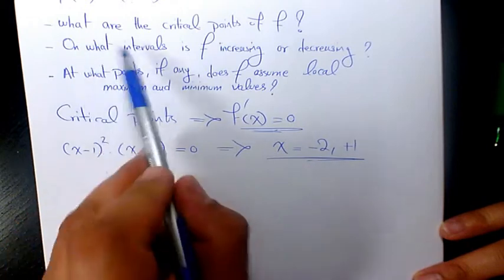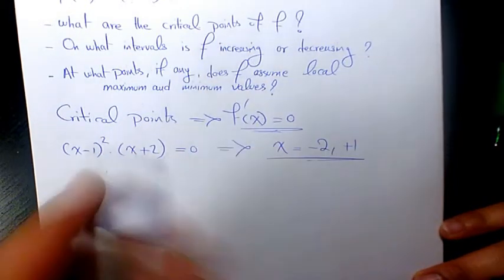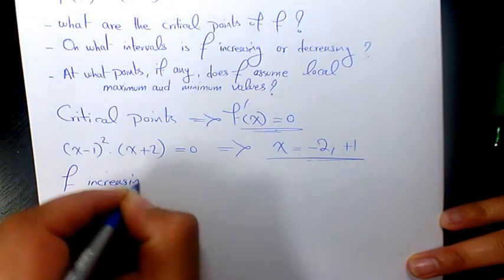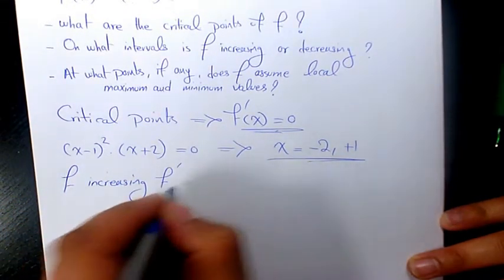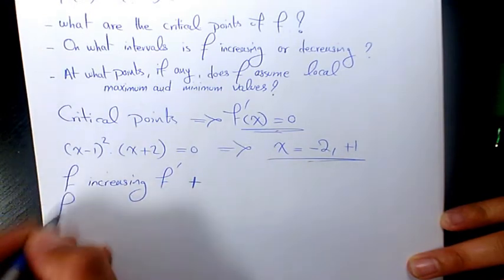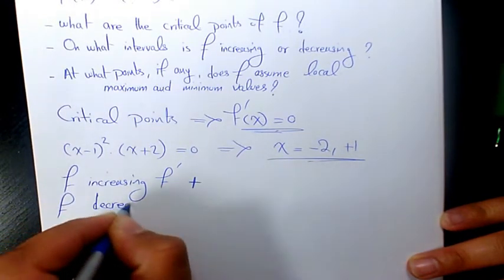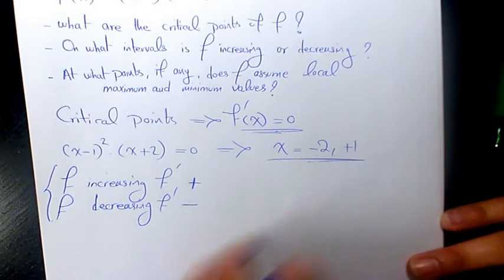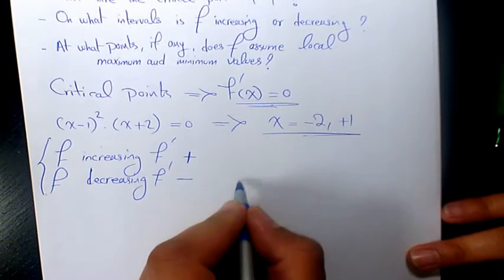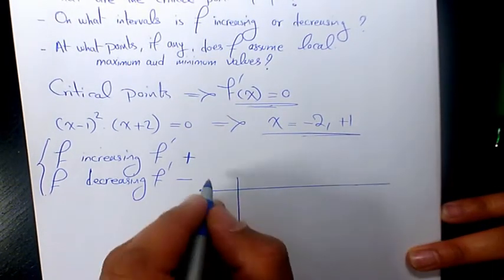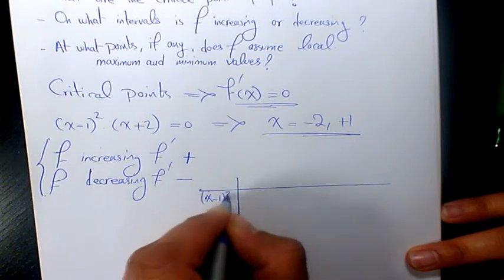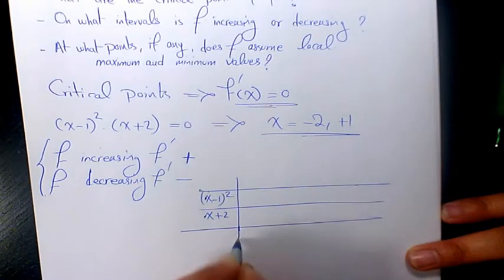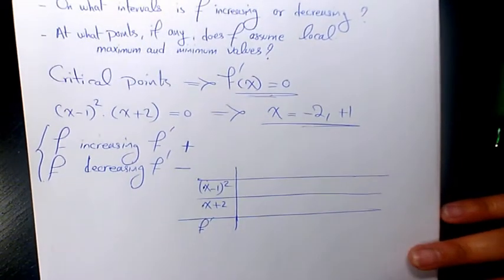Then it says, on what interval is f increasing or decreasing. F is increasing whenever the derivative of f is positive, and f is decreasing whenever f prime is negative. So how do we figure that out? We're going to have a table of values. You have (x minus 1) squared, x plus 2, and the multiplication is going to be f prime.